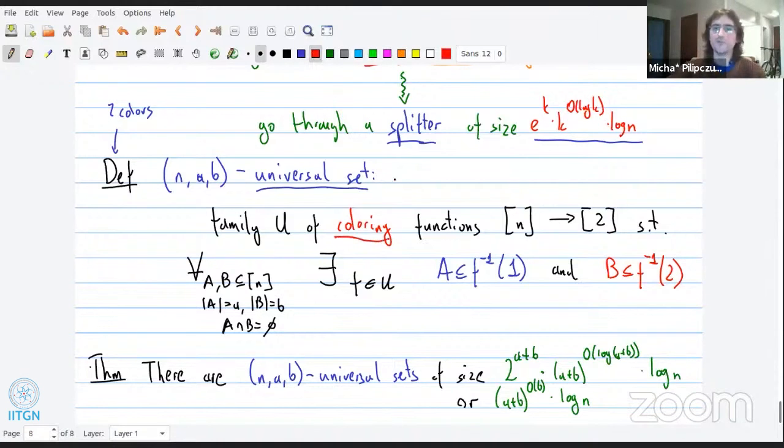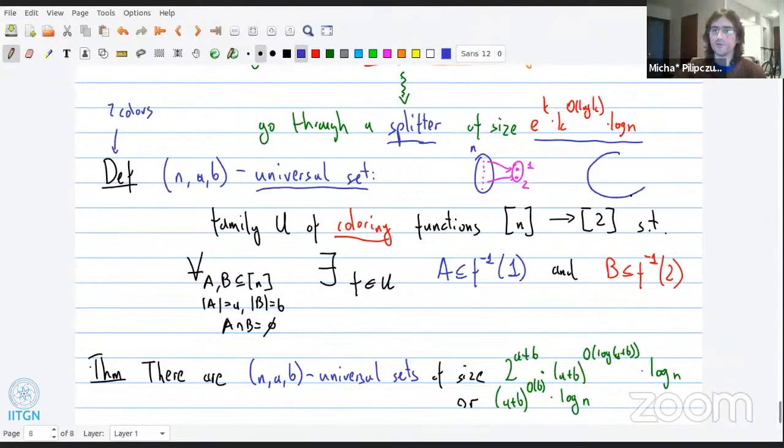Again, we have a universe of size n, so say numbers from 1 up to n. And now we would like to color it with just two colors. So there are two colors in my image, 1 and 2. So each vertex here is mapped either to 1 or to 2. And I would like to have the following property that exactly corresponds to what we wanted in color coding.